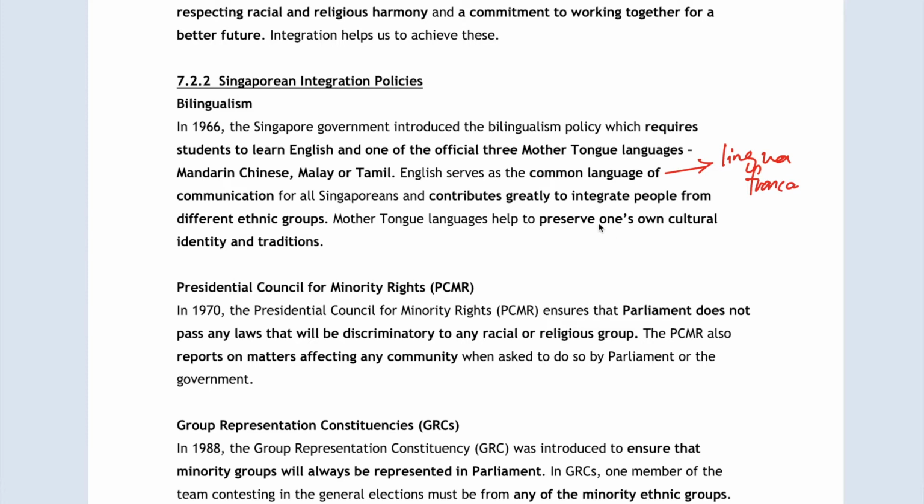Whereas the mother tongue languages are there to help preserve our own identity, our own traditions in relation to who we are as a person when it comes to ethnicity and our background. So the introduction of the English language will actually serve as a good glue between people of different races, backgrounds, or ethnicity, because everybody can communicate effectively with one another. We won't have problems like in other countries where people don't understand one another because they are speaking different languages, or using a different dialect and stuff like that.